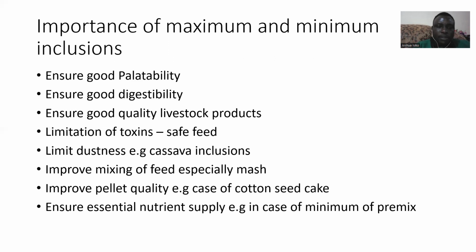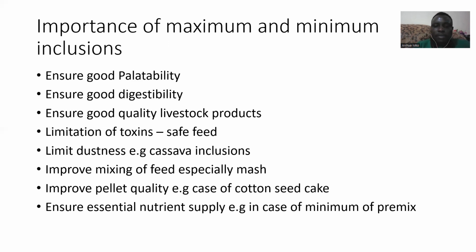Another importance is to limit dustiness. For instance, cassava. If you include cassava beyond 10% in your formula and you are not going to pellet, it will be dusty. So you will just introduce another problem, the pain of pneumonia or some respiratory disease because of the dust in the room. So be careful with inclusions.